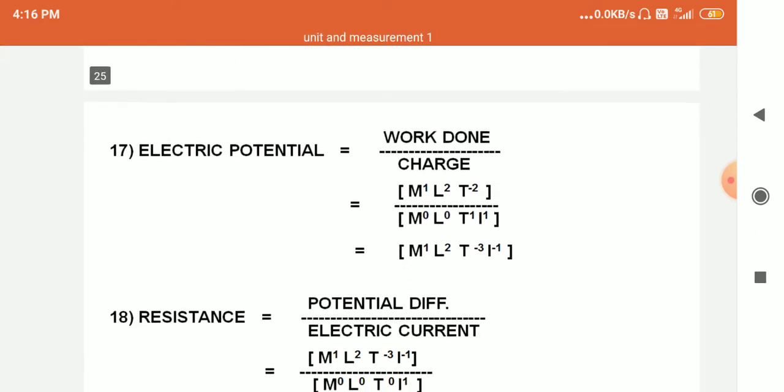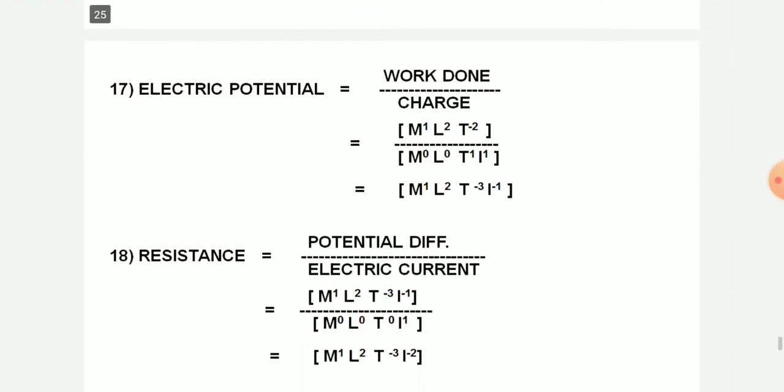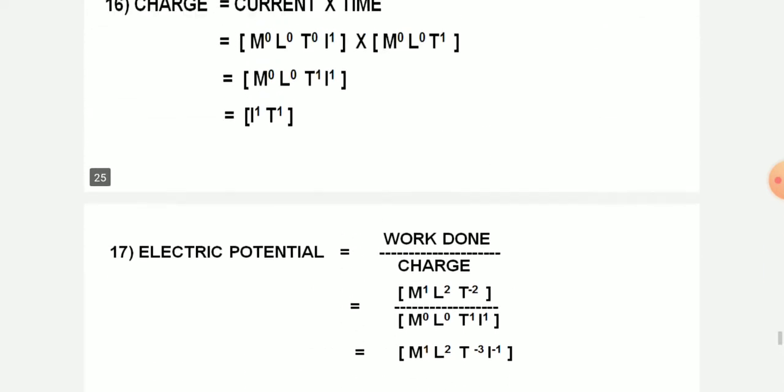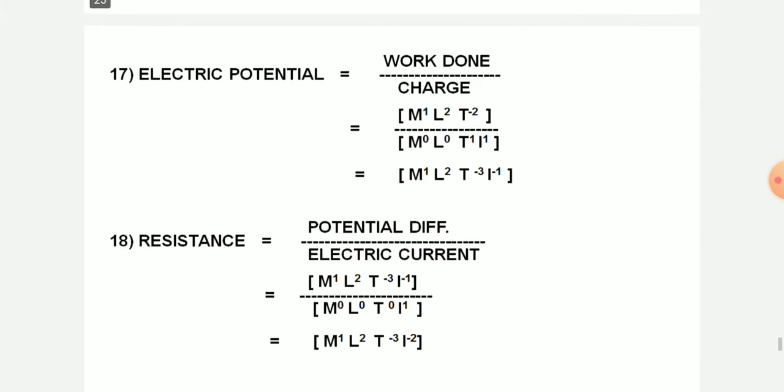Now the next one is electric potential. If you know the formula of any physical quantity, you can easily obtain the dimension for the same. So the electric potential formula is work done per unit charge. So I am writing work done upon charge. The dimension of work we already know, m1 L2 T minus 2, and the dimension of charge, obtained previously, is m0 L0 T1 and I to the power 1. So that is what is mentioned over here.